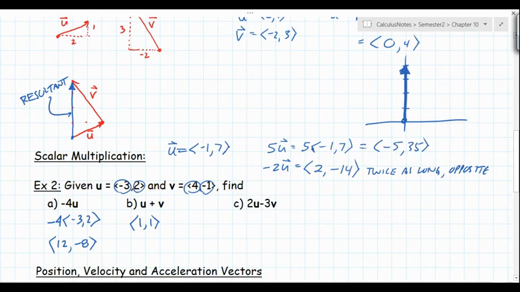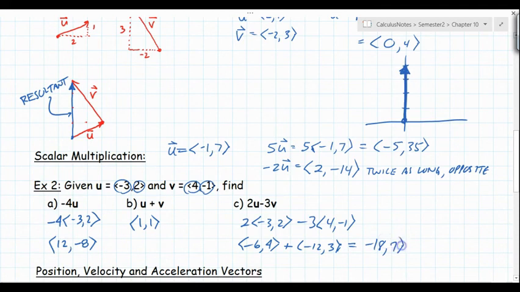And the vector 2u minus 3v: 2 times negative 3, 2, minus 3 times 4, negative 1. That's going to be negative 6, 4, plus negative 12, 3. So I changed it to vector addition by multiplying by negative 3, and so now it is negative 18, positive 7.